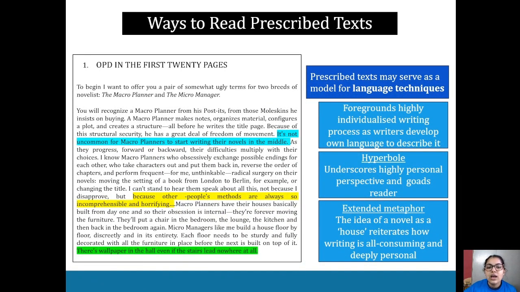Text can also serve as a model for language techniques. So for instance, it's not uncommon for texts to foreground highly individualized writing processes. Writers develop their own language to describe it. It's not uncommon for macro planners to start writing their novels in the middle. There can be hyperbole, because other people's methods are always so incomprehensible and horrifying. Extended metaphor, the idea of the novel as a house, reiterates how writing is all-consuming and deeply personal. So there's wallpaper in the hall, even if the stairs lead nowhere at all.